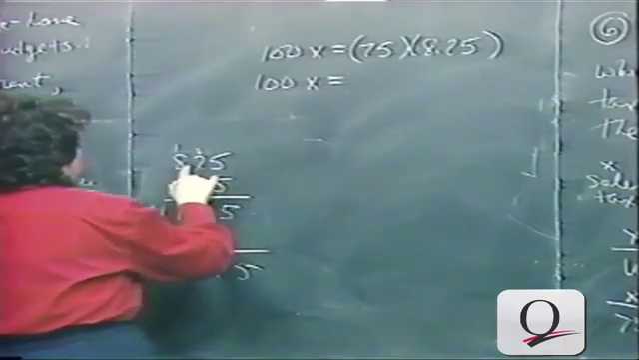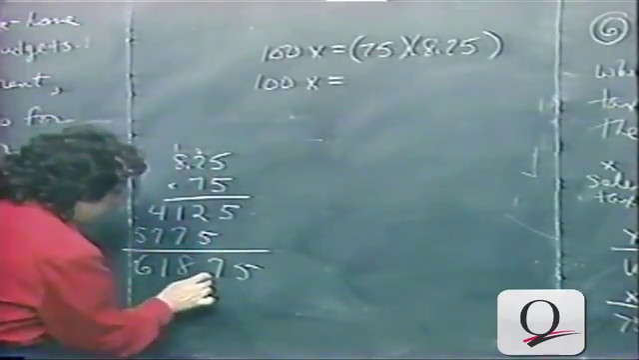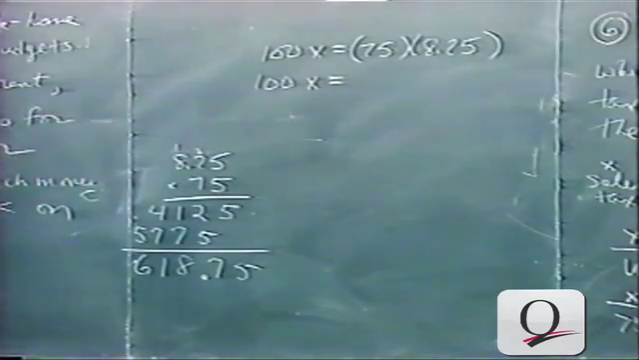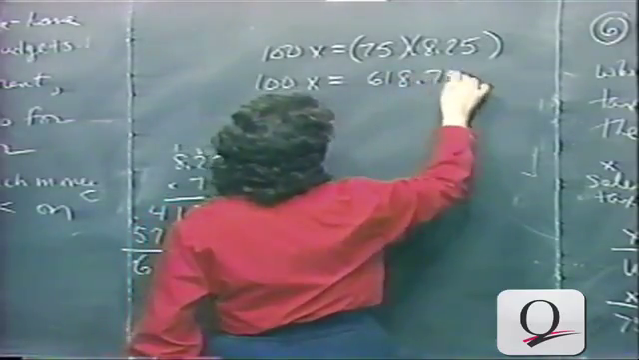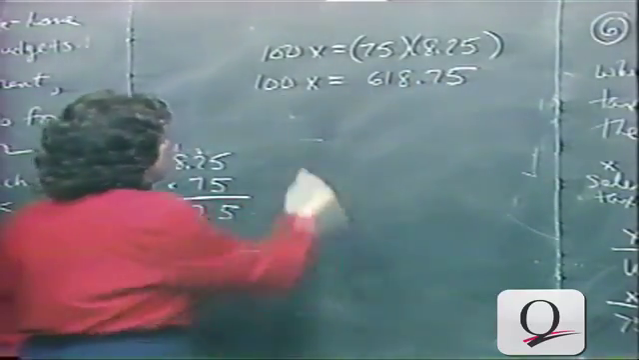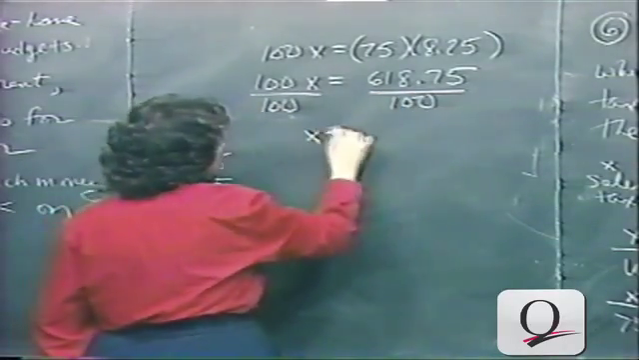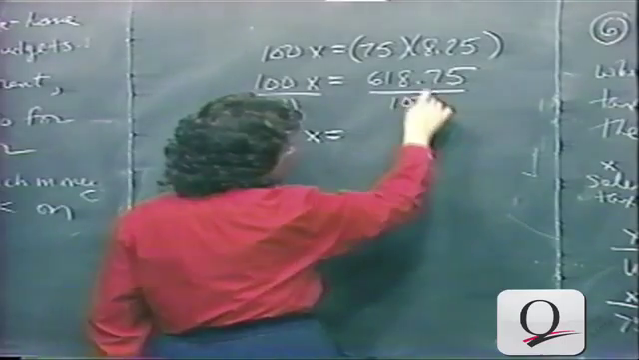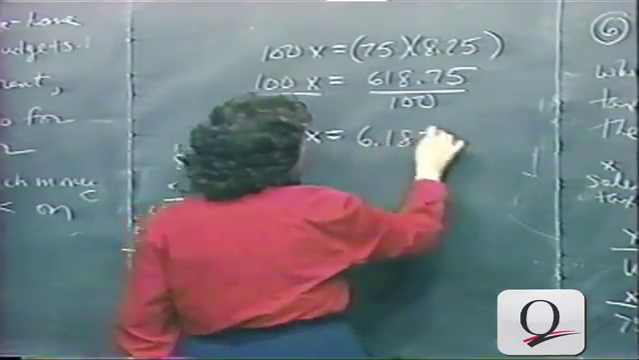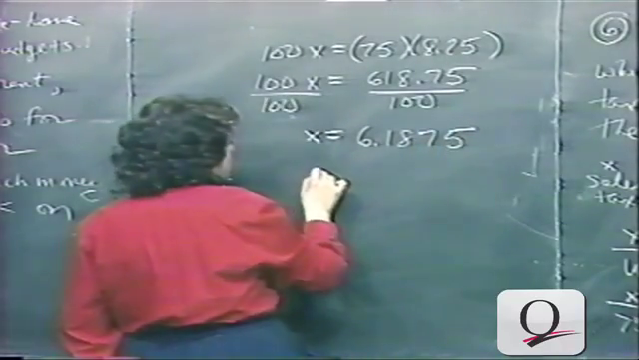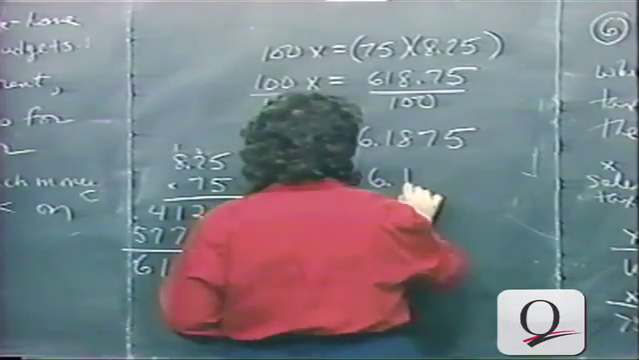Now, there are 2 decimal digits here and no decimal digits here, so 2 decimal digits. So that's 618.75. And then dividing both sides by 100 to get x. To divide by 100, we move the decimal 2 places to the left, 6.1875, or the sales tax is $6.19.